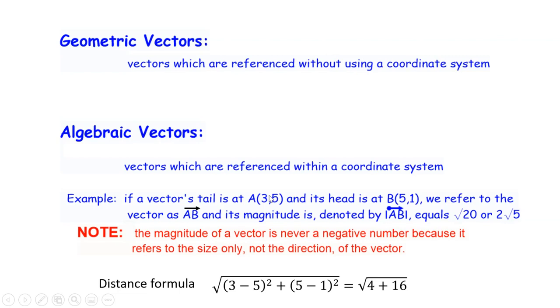So it's pretty easy to figure out that magnitude if you just simply use a distance formula that you learn in grade 10. All right, and I made the point again that it's never negative because it refers to the size only, not the direction of the vector. That's the algebraic vectors that I reference within a coordinate system. We also have geometric vectors which do not use a coordinate system.